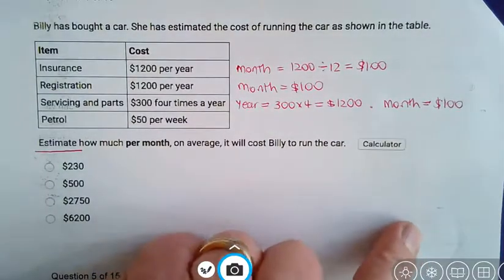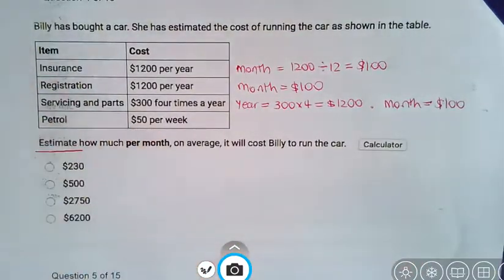Now, it does say to estimate it. Do you remember the magic number? There's more than 4 weeks in a year. It's 4 point something. Anyone know what the number is?